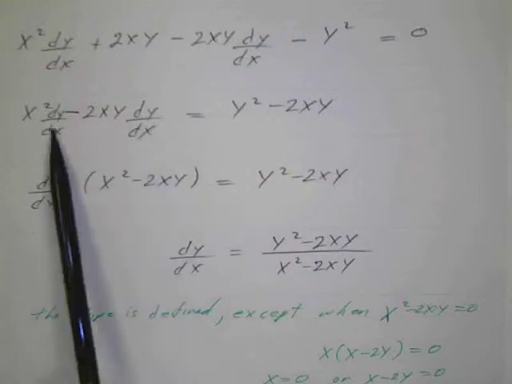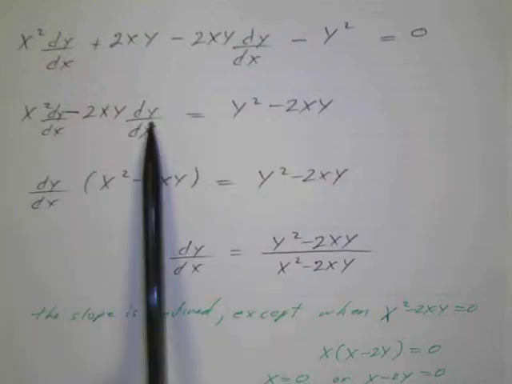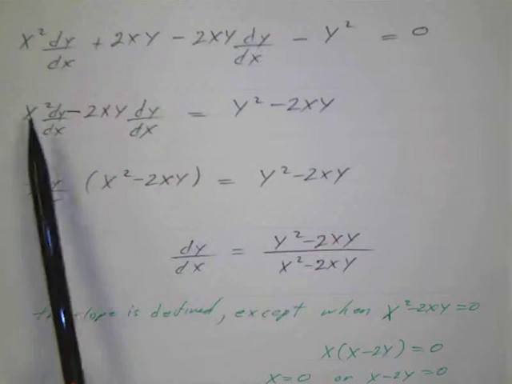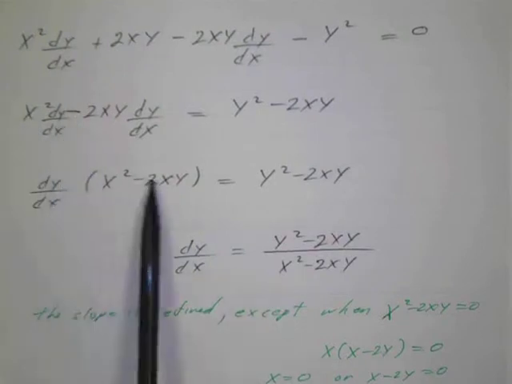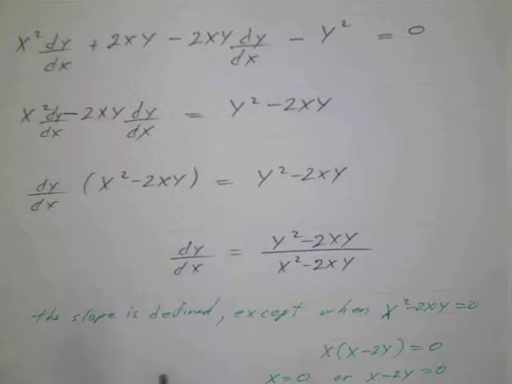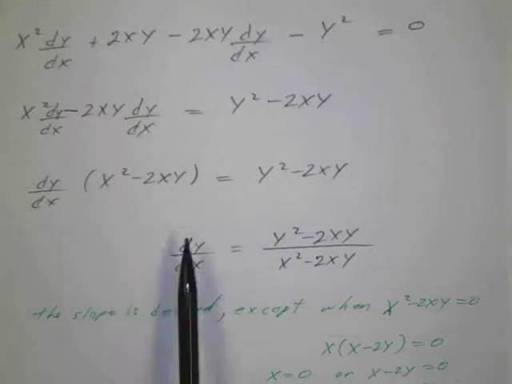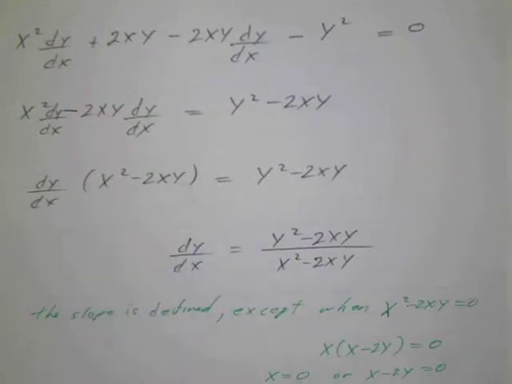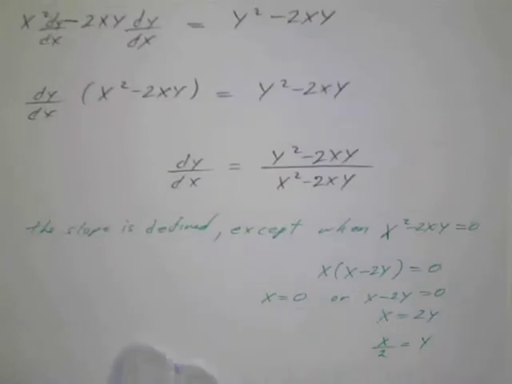And then I'll factor out the dy/dx, so I can isolate that, because I've got 2 and I just want 1 dy/dx, and what's left is what's left in the first term on the left side, x squared minus 2xy. And then again, I'll just divide both sides by the x squared minus 2xy to get my derivative.